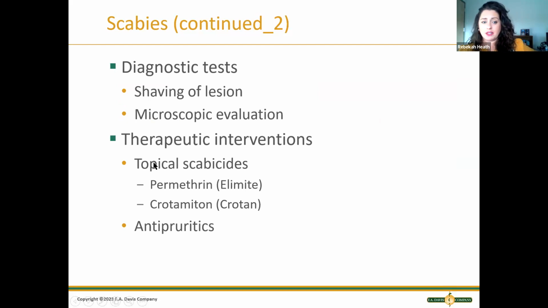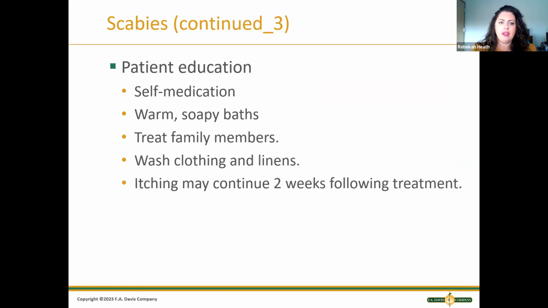And then to treat it, they're going to give some scabicides, which is kind of a fun word. Elimite or Kwell are two examples of that. They also are probably going to give some antipyretics, which are the anti-itching medication, again, because it's itchy.